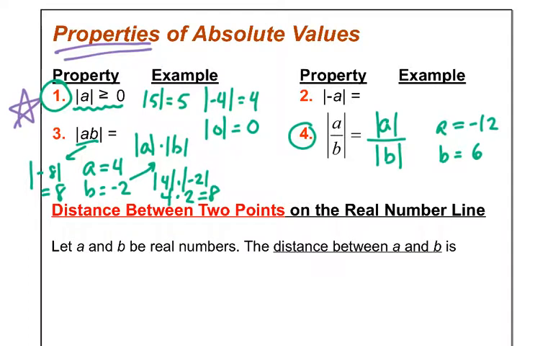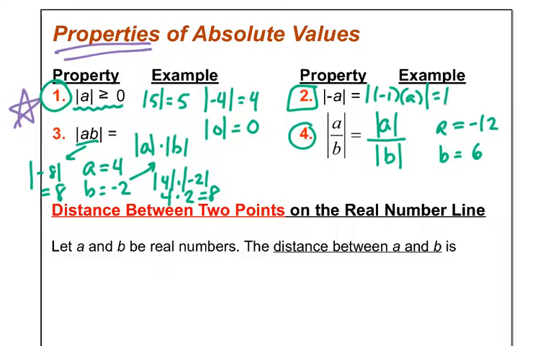Okay, for number 2, last property here, the absolute value of negative a. Well, let me use property 3 for a second. You know, negative a is the same thing as negative 1 times regular a, right? That's what gives me negative a. Well, let me use now property 3. Remember, with multiplication, it distributes with absolute value.